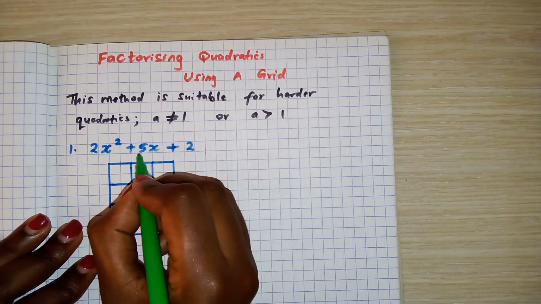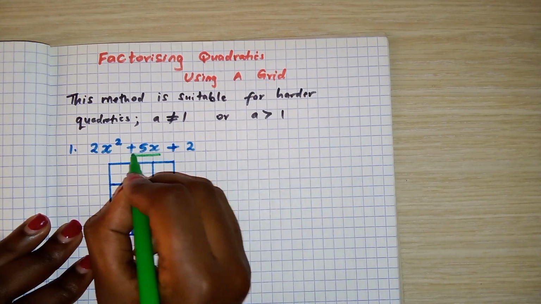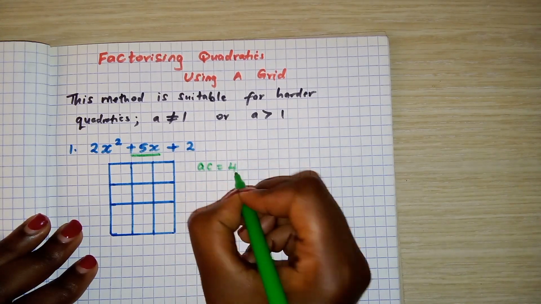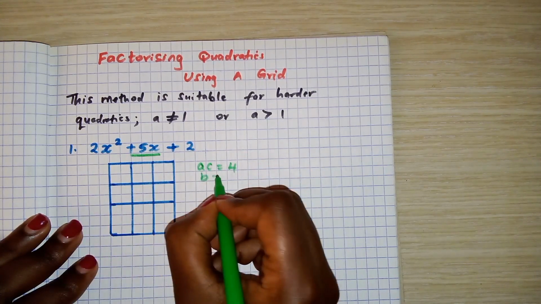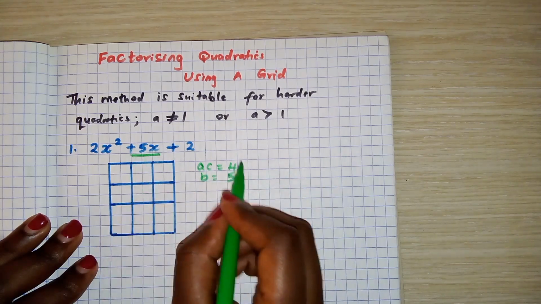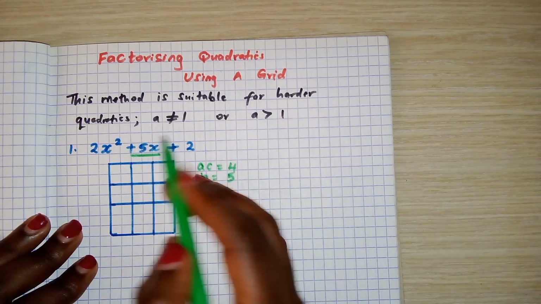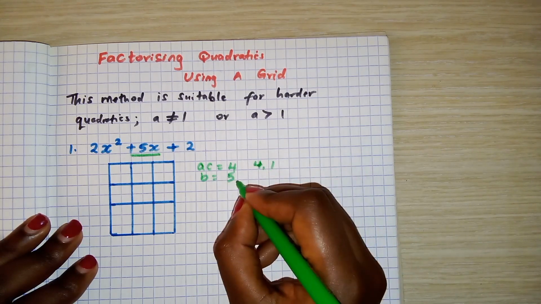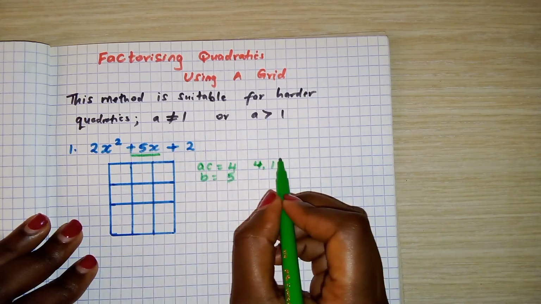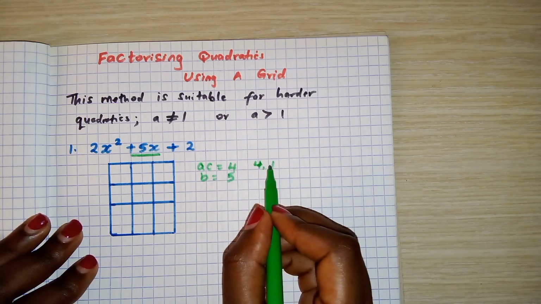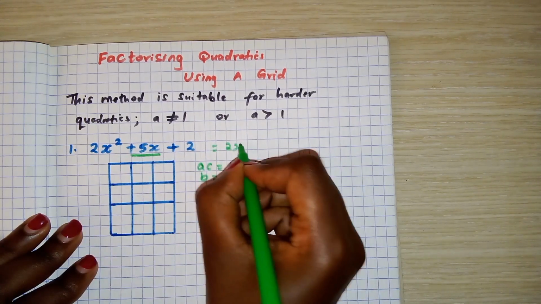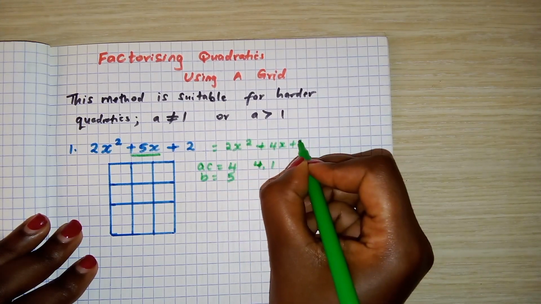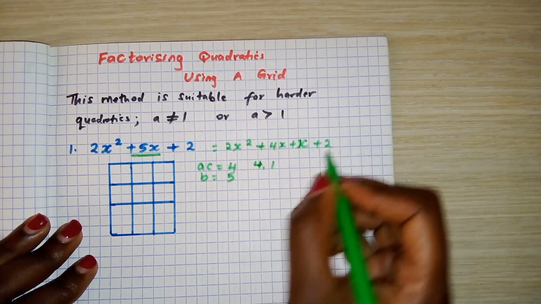Once you draw your grid, now we're going to do the product and sum of 2x squared plus 5x plus 2. So the product is AC equals 4, 2 times 2 is 4, and B equals 5. So we find two factors that will replace this one. Two factors of 4 are 4 and 1. 4 plus 1 equals 5. So instead of the 5x, you're going to write these two. And so we're going to write 2x squared plus 4x plus 1x plus 2.